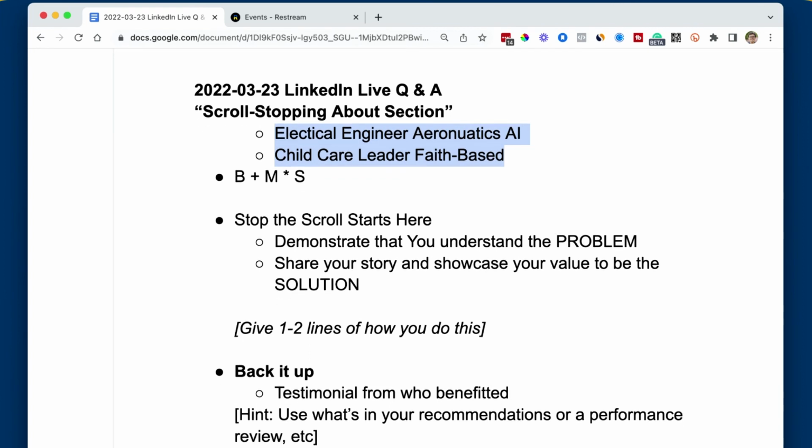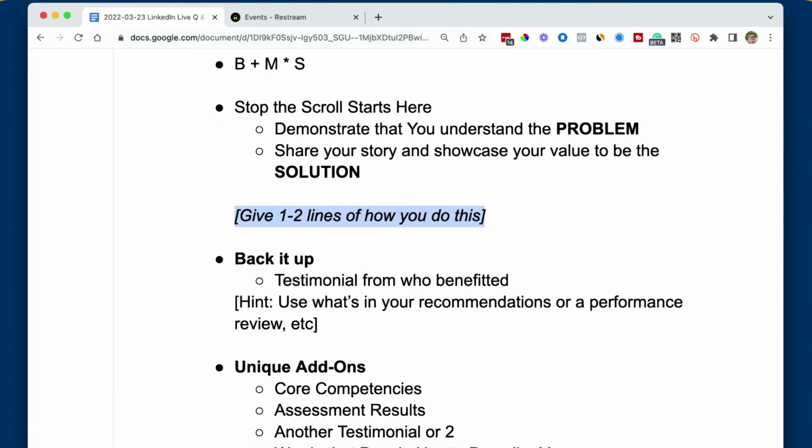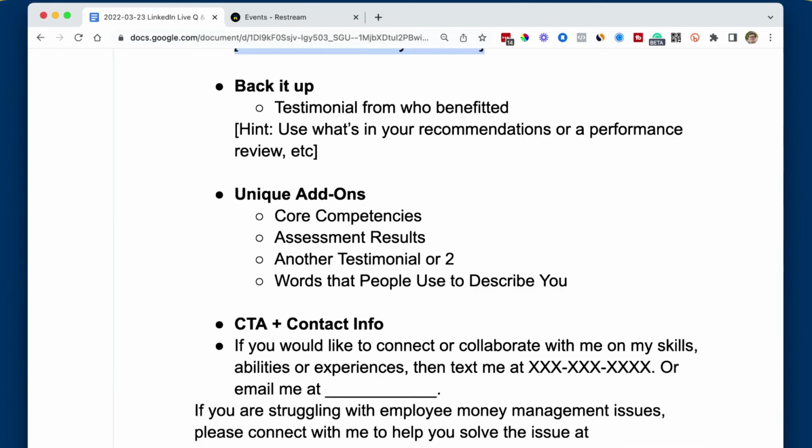Then you go into the problems, right? Talk about the problem, that you understand the problem. Talk about the solution, that you are the solution, and give a couple lines of how you are the solution here. Okay. Then give some testimonials to back it up. What are some third-party testimonials of people that have benefited from what you have to offer? Then put some unique add-ons and core competencies, giving some more description of what you do best.